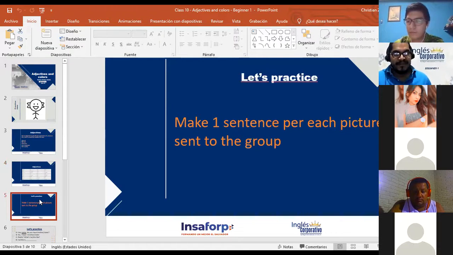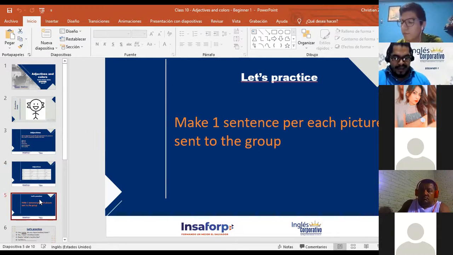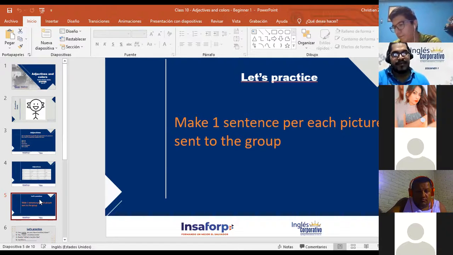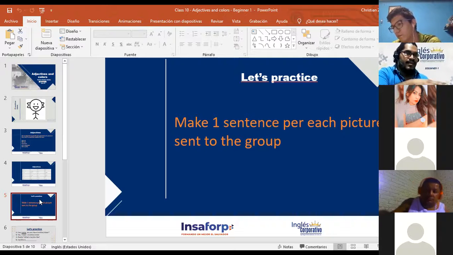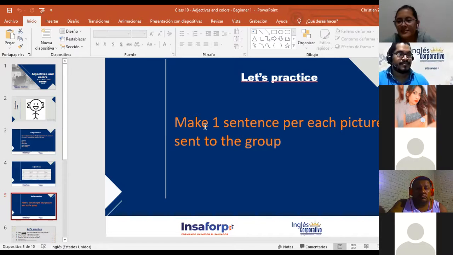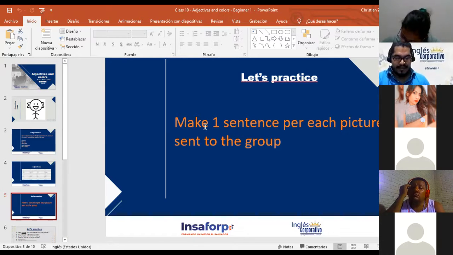Excellent. Very good. So I'm going to start sending you pictures in the WhatsApp group. And I need you to do a sentence with each of the pictures. You can say the adjective and the noun, o la sentence completa, like el nombre, verb be, and the adjective. Okay? So let me send you the pictures there. Weak is débil. Sure. So let me send you the first one.